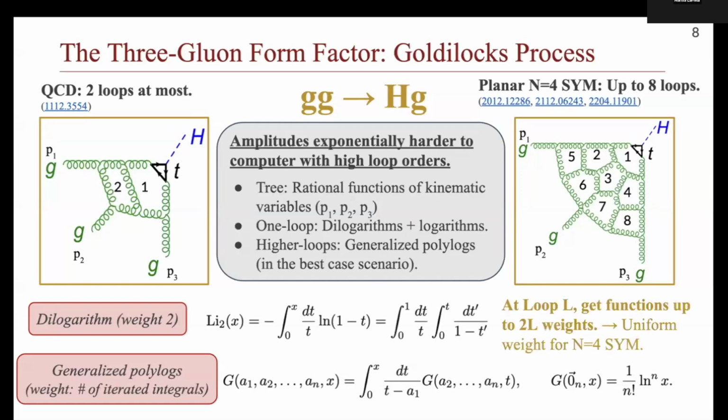The nice thing about planar N=4 super Yang-Mills theory is that at a particular loop order L, all the functions you have for N=4 are of uniform weight 2L. In QCD, however, you will get all the functions from weight 0 up to 2L. So that is one of the reasons why we stick with N=4. There are many other reasons.